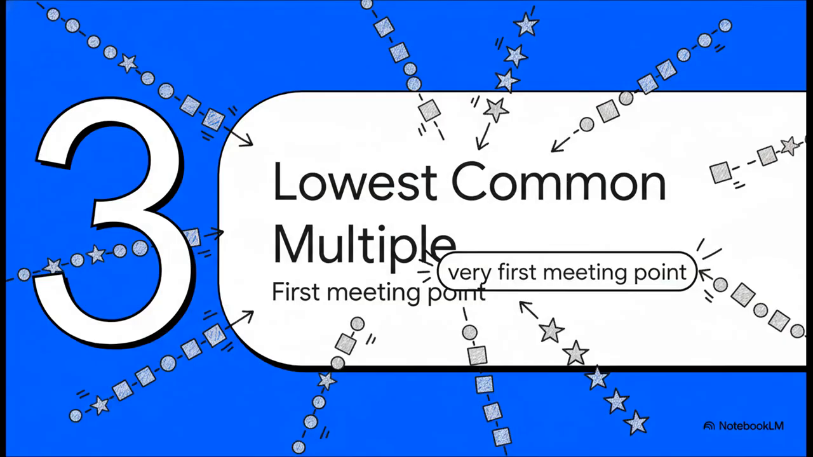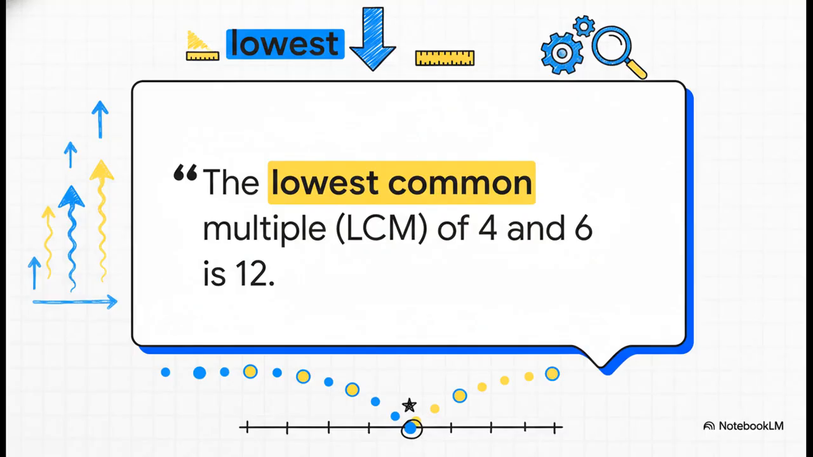Now we get to the star of the show. Because among all those common multiples, there's one that's extra special. We're on the hunt for the very first meeting point. This brings us to our big idea, the lowest common multiple, or LCM. For 4 and 6, the LCM is 12. And it's named perfectly. It's just the lowest number out of all those common ones we found.